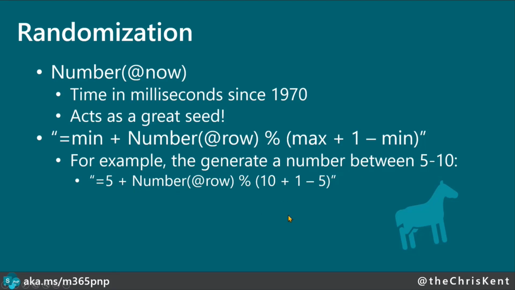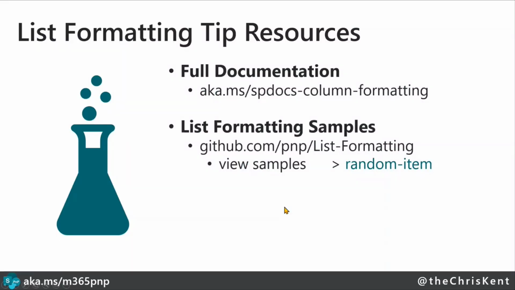All right, but that's what we can do since we don't have a randomized function. And this sample is available as the random item sample under view samples. So check it out. That's all I got. Happy Thanksgiving.